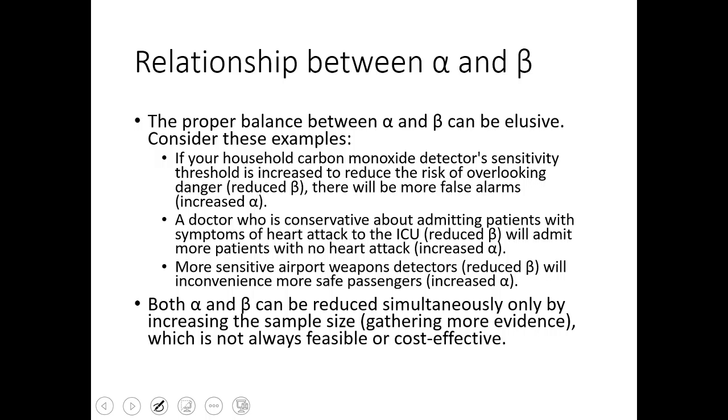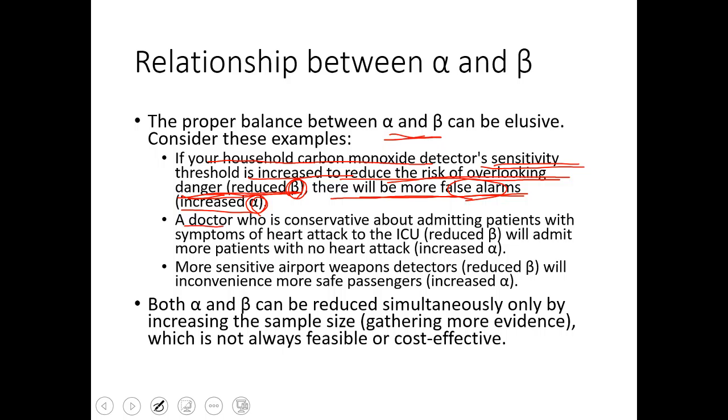So take your household carbon monoxide detector, which has some threshold. If its sensitivity is increased to reduce the risk of overlooking danger, that means reducing beta. But at the same time, you may have many false alarms, so that means increasing alpha. Okay? So alpha and beta are governed by the threshold.